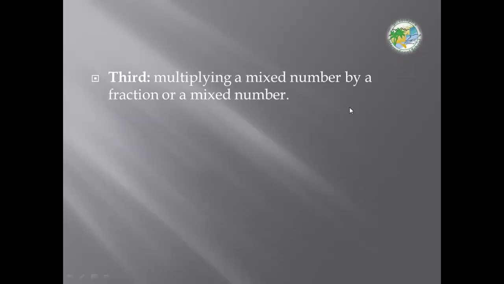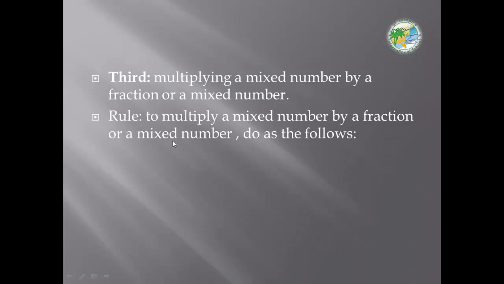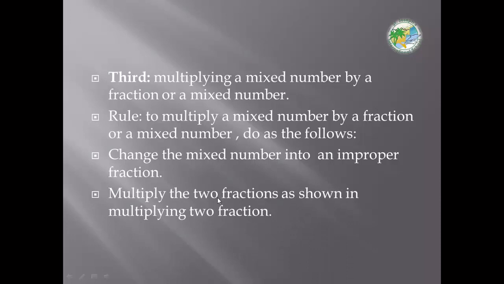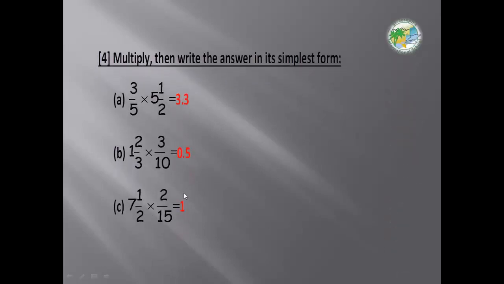Third, multiplying a mixed number by a fraction or a mixed number. How? To multiply a mixed number by a fraction or a mixed number, do as follows. Change the mixed number into an improper fraction. Then multiply the two fractions as shown in multiplying two fractions. For example, multiply, then write the answer in its simplest form.